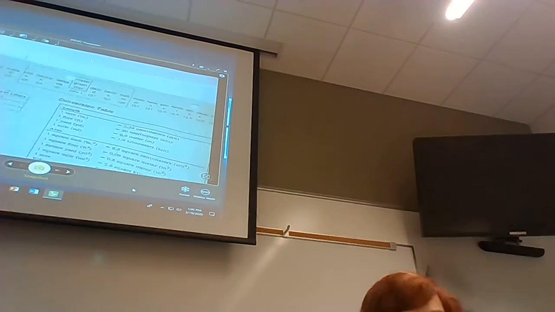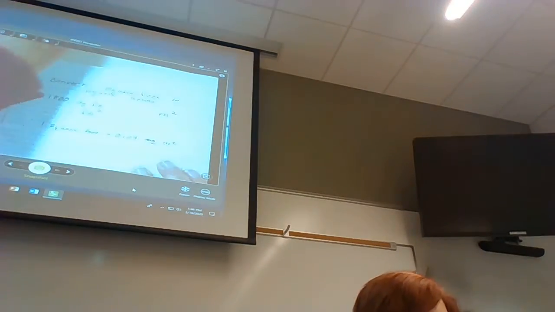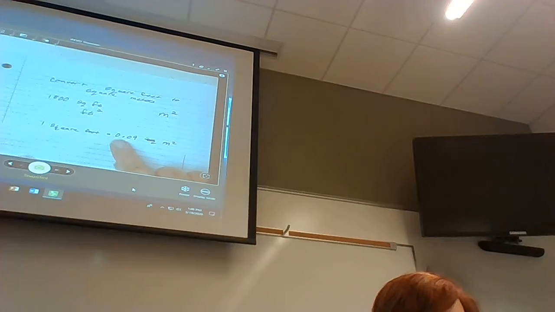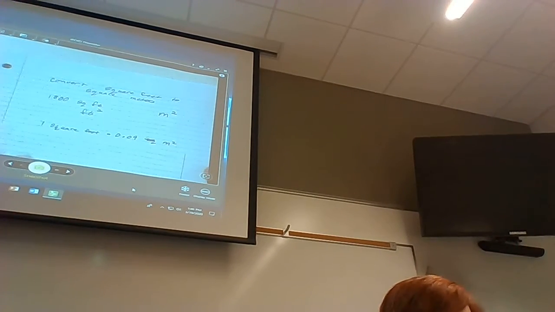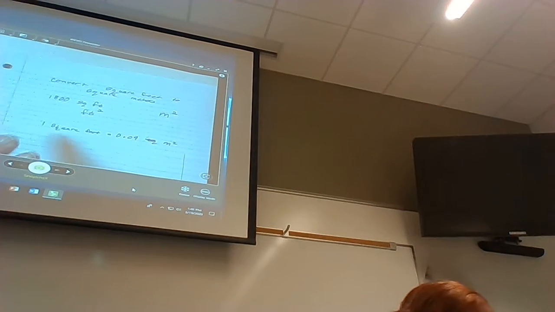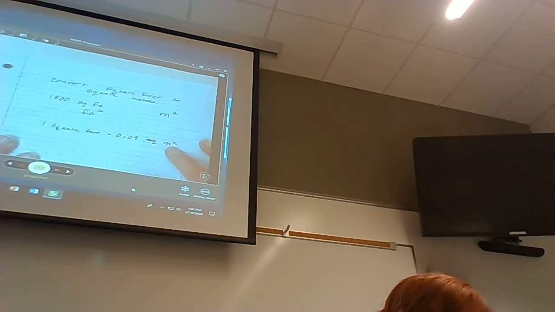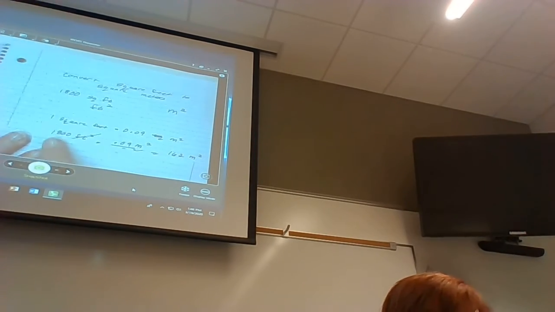So I went to the conversion table, and I found on your conversion table, by the way, it's a handout that looks like this. If you remember, I sent it to you. 1 square foot is 0.09 meters squared. Now, in our country, we tend to say square foot. In other countries, they tend to say meter squared. So we can also say feet squared. So I put down, okay, my house is 1,800 feet squared.